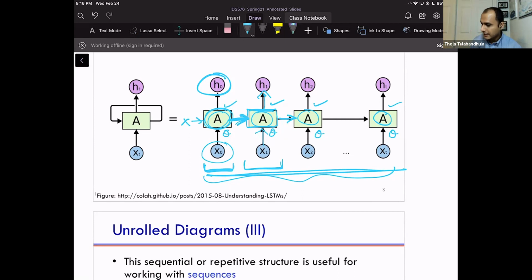So unlike the layered view that we had for CNNs and fully connected layers, here we have the time-indexed view, and at every time index we are doing one operation. That operation is hidden inside A. We'll talk about what is inside A. How are we getting 2 inputs? How are we getting 2 outputs?